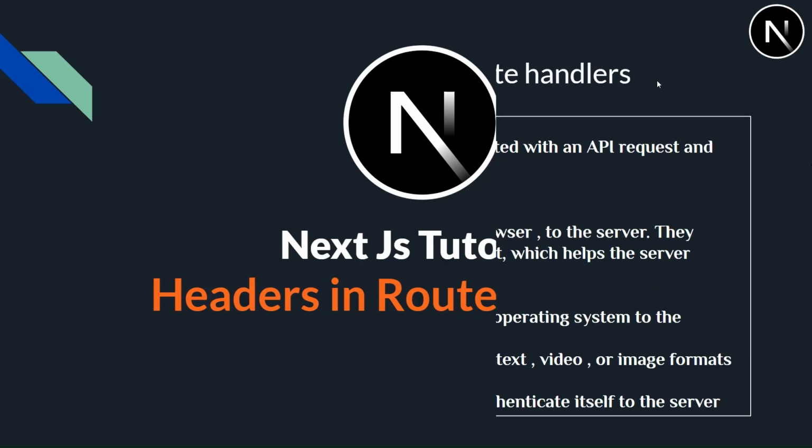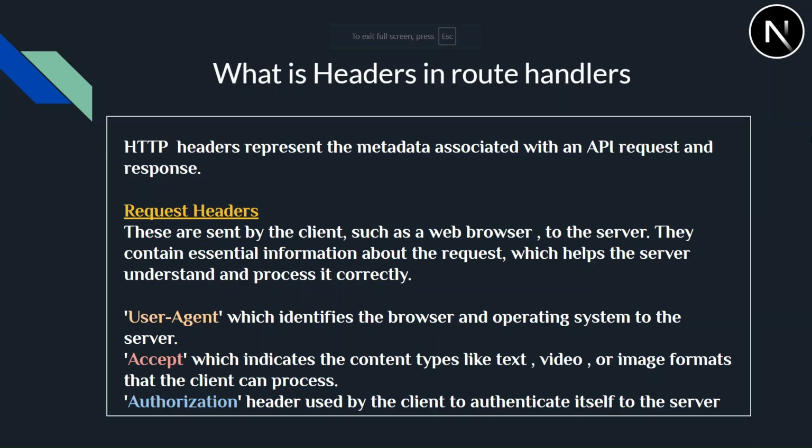In today's video we are talking about headers in route handlers. First of all, what are HTTP headers? HTTP headers represent the metadata associated with an API request and response. When you send an API request to the server, there is some associated information which we call metadata. This metadata consists of two categories: one is the request header and the second is the response header.